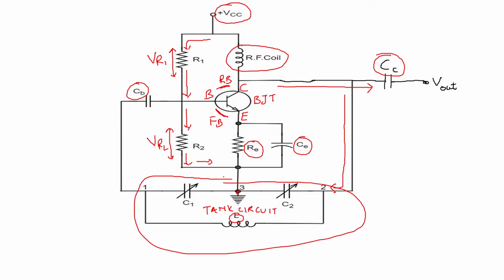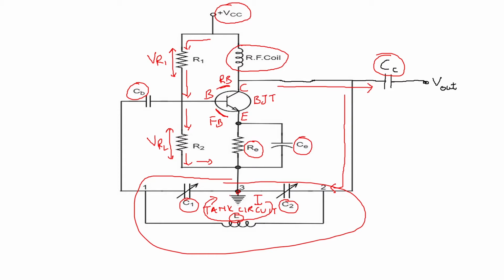So here, when the circuit is powered on, the capacitors C1 and C2 are charged. These charged capacitors will have a circulating tank current I flowing through them. This is your current I which is flowing through this tank circuit. Now this current which is flowing through both C1 and C2 will set up oscillations of frequency f naught.